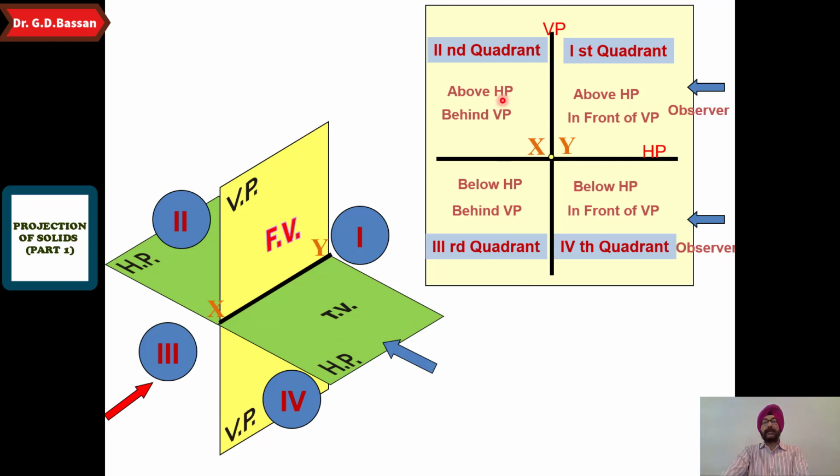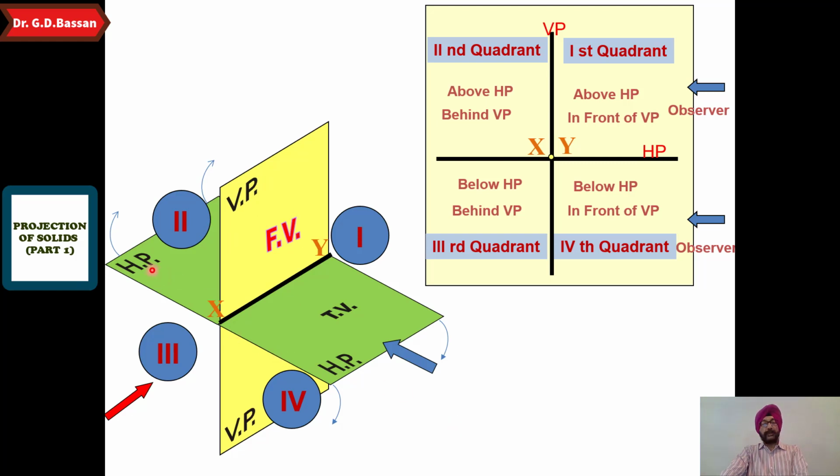Whenever these wordings are given in the data, from them you should identify in which quadrant the object has been kept. This is very, very important. And since we are not getting the three-dimensional view every time, we rotate the horizontal plane in the clockwise direction through 90 degrees, so that the horizontal plane merges with the vertical plane, and we draw it; that is known as a projection.